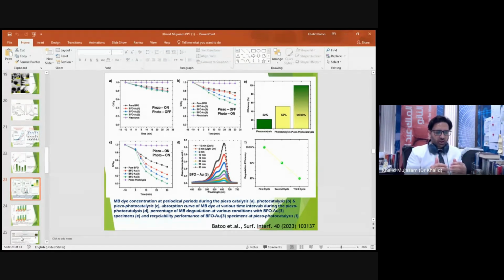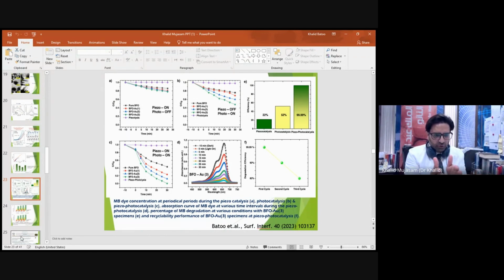What is photocatalysis and piezo catalysis? When you give sonication to the material, you make this material vibrate vigorously. We had that as the piezo catalysis part. When we had only the direct sunlight illumination on this material, that's the photocatalysis part. When you had both, that means you are using the sonication of the material as well as the illumination of light, that's a combination of the two. We call it piezo photocatalysis.